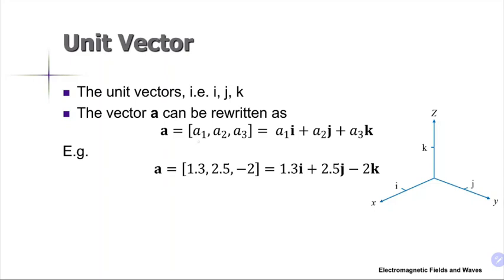So in this case, my A1, A2, A3 vector can also be written as A1 times i plus A2 times j plus A3 times k. And this is another way of writing a vector. Okay, so the other thing to take note of is that my i, j, and k are orthogonal, meaning that they are 90 degrees from each other. So this is how we represent that in maths.